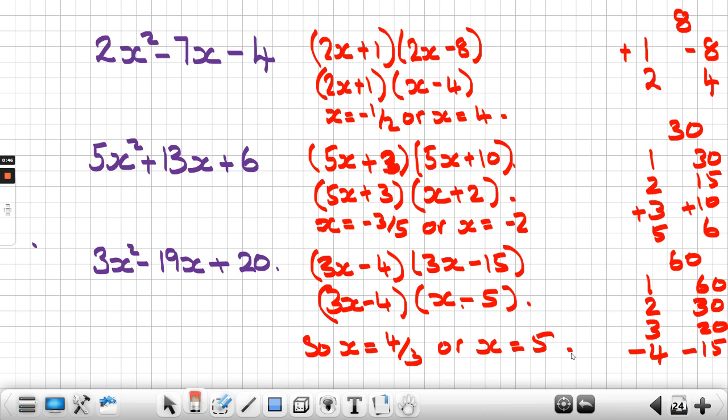That was a very swift move through that, but the focus was on the method when you've got a coefficient that is more than 1, an effective method for factorising quickly. Okay, that's the end of this video.